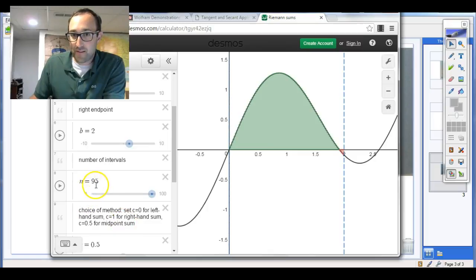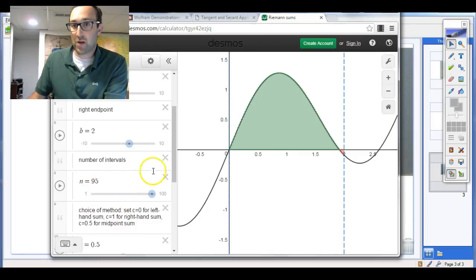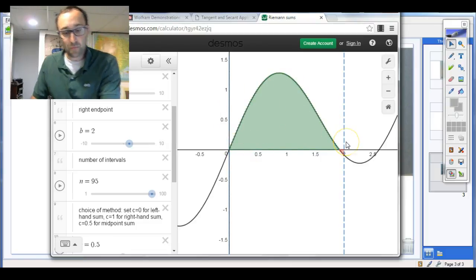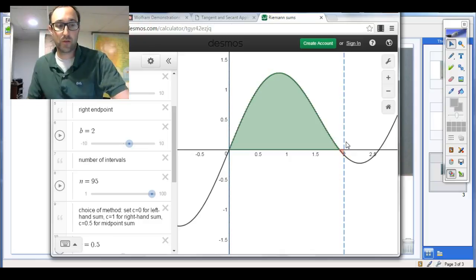So I only have 95 here. If I could keep on going to 100, 1,000, a million, a billion, we can get an infinite amount of rectangles. Maybe we can get a very good idea of the area underneath this curve. All right, so that's the idea for what we're doing here with limits.